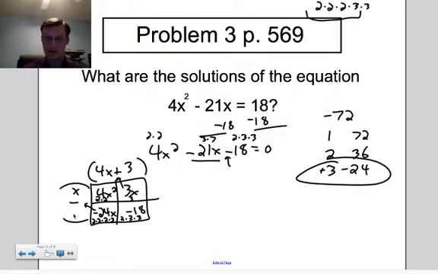2, I see, and a 3, and that's it. So 2 times 3 is 6. 6 is my factor there. And so this is going to be (4x + 3)(x - 6) = 0.